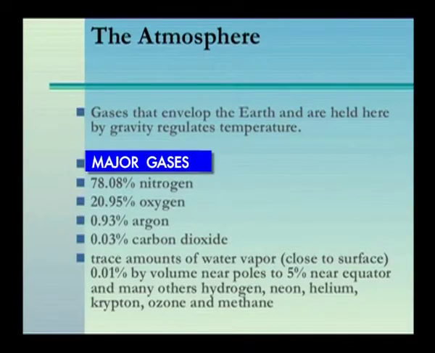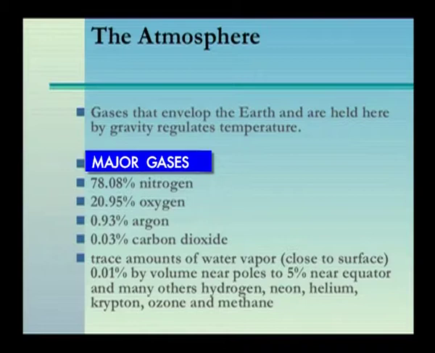Now, if you look at the atmosphere, gases that envelop the earth are held here by gravity and that is what regulates the temperature at different parts of the earth. So, the major gases that you have are 78% nitrogen, 21% oxygen, 0.9% argon, and 0.03% carbon dioxide.